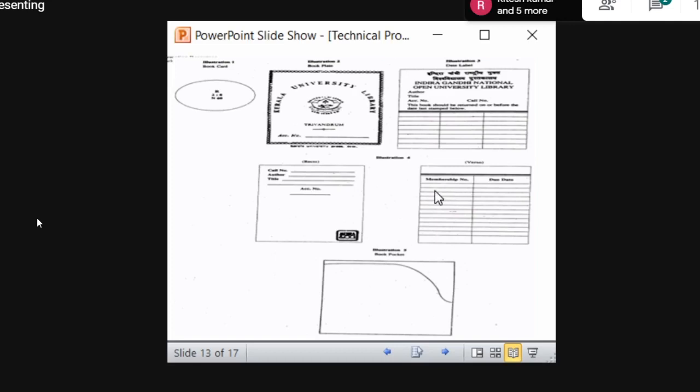Here we will write or seal the membership ID number, in case your register number, and the due date. When is the due date? You have to return it on 10th September, like that. We have to write a due date. So manually we do these things only.